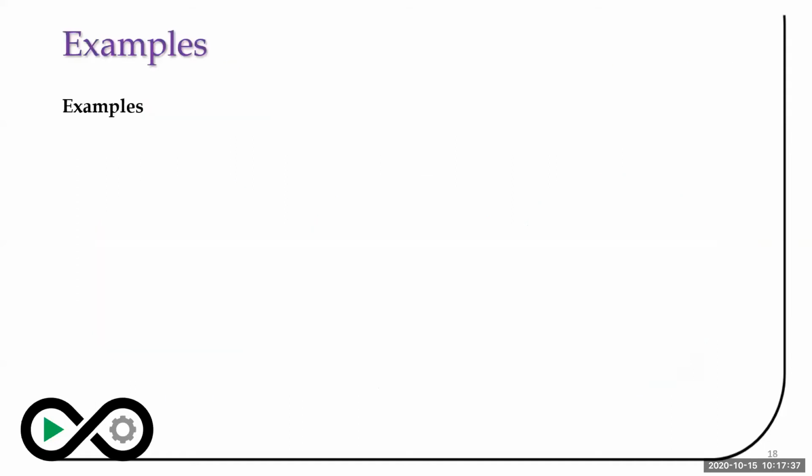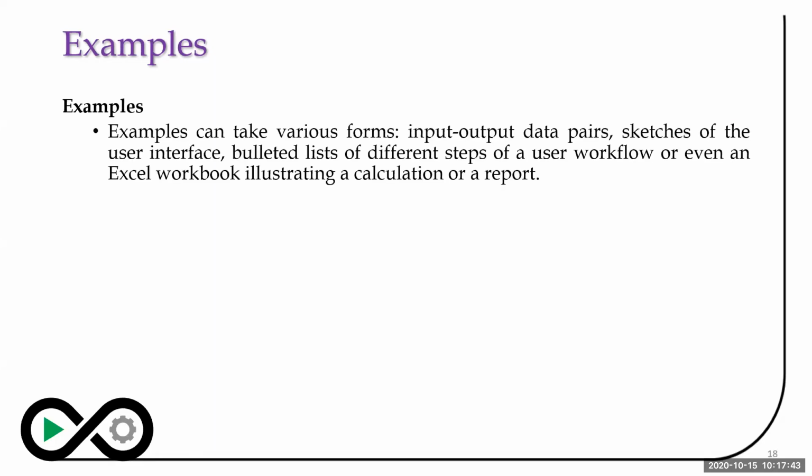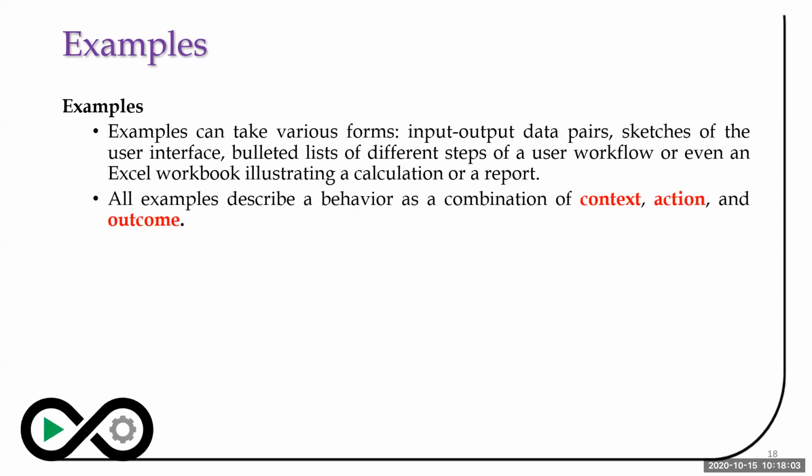So let's talk a little bit about examples. I gave several of them as a Hollywood movie. However, we have to understand that from the IT perspective, examples can come in many different forms. They could be input-output data pairs, they could be sketches of the user interface, they could be a bulleted list of different steps in the workflow, or an Excel workbook. So it can take many forms. It doesn't have to be something that's purely written down on a note card.